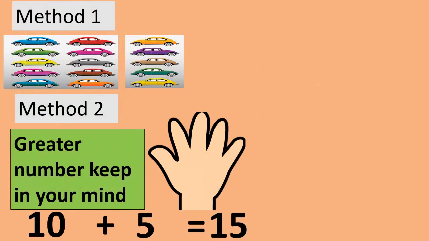Now student, we saw two methods, method 1 and method 2. So which is the quicker and easier method? Yes, method 2 is the fastest and quickest method. Let's solve some more examples based on it.